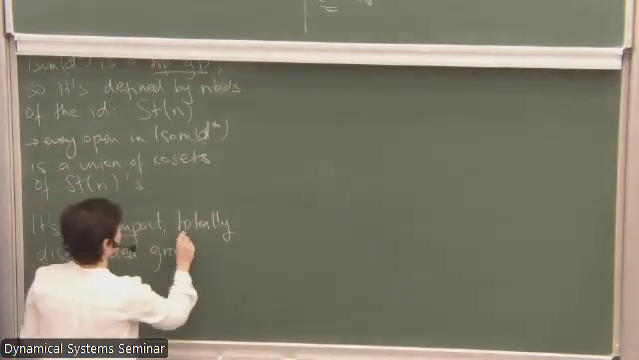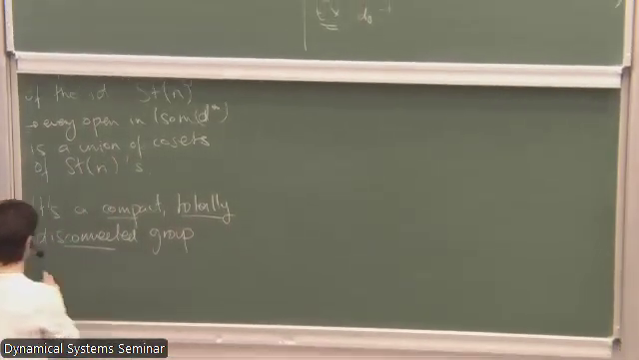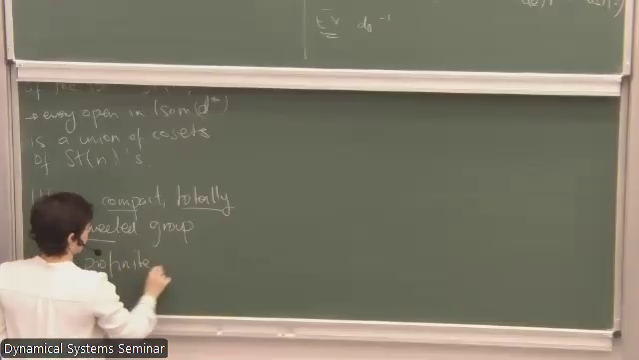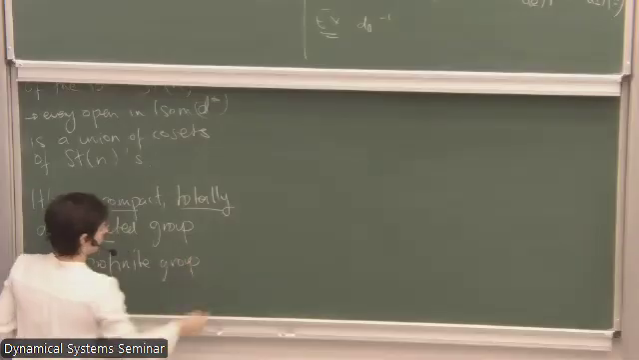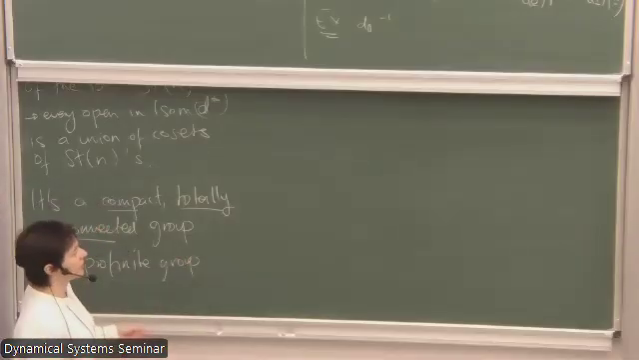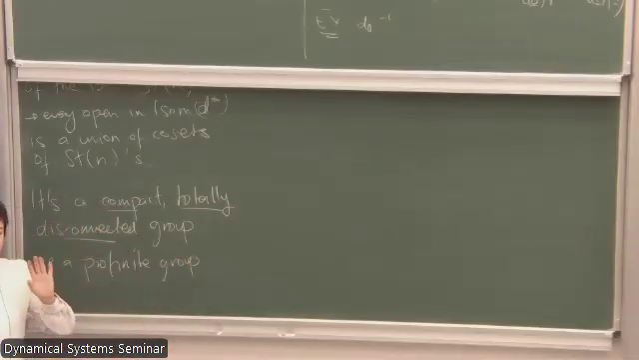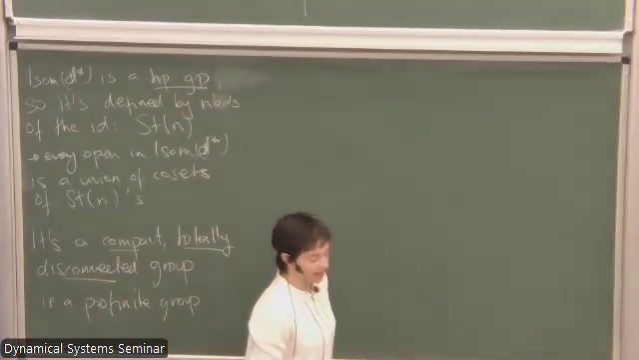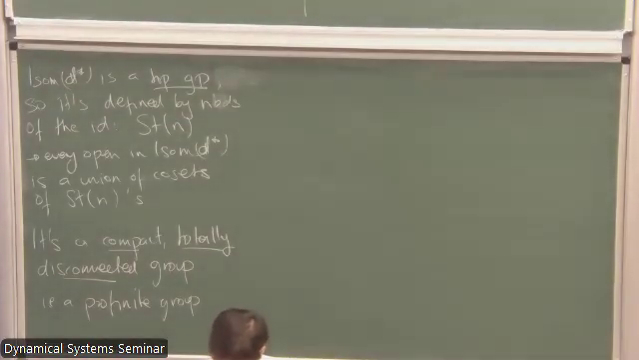And a compact, totally disconnected group is called a profinite group. It's called a profinite group because it turns out to be an inverse limit of finite groups, but I am avoiding all of that completely. So if you're scared of limits, either direct or inverse, then don't worry. Okay, right. Now I can go back to the last theorem that I wrote on the board yesterday.